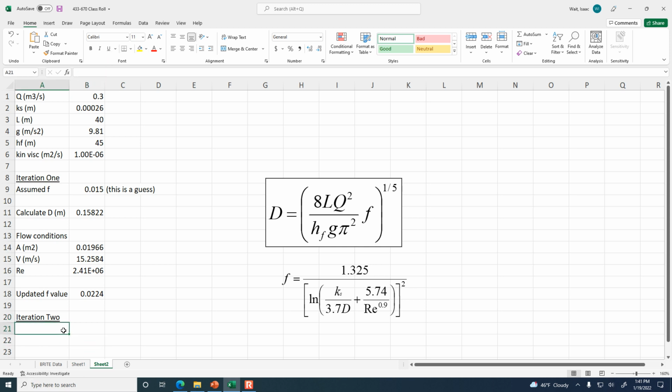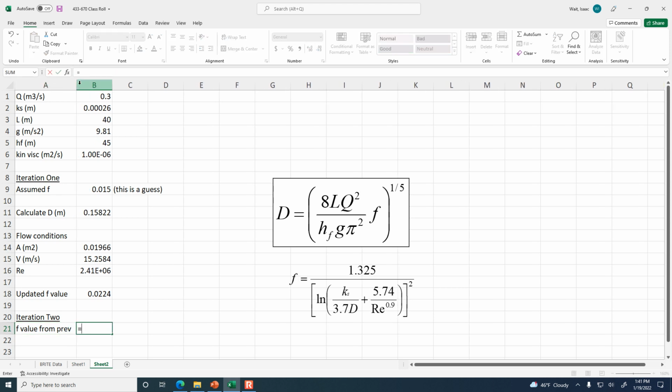Okay, so iteration 2. We no longer have an assumed f value. We're going to use the f value from the previous step. So the previous f value that we calculated was this updated one. Okay, so we've got that. Calculate d in terms of meters. Now let me see if I'm sneaky here. Instead of having to type that equation in again, I'm just going to copy and paste. This is the nice thing about Excel, once you set up a formula, you usually don't have to type it in again. So I'm going to copy, and then down here click on paste.